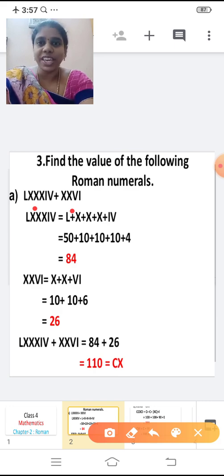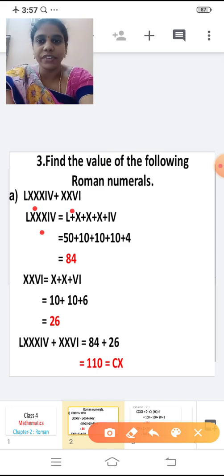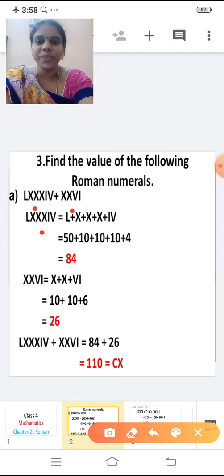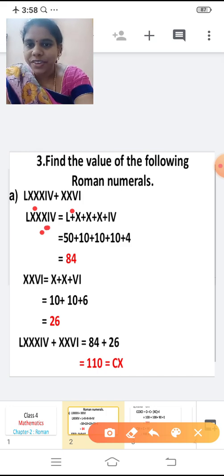So first, what do we have to do? We have to find the value in Indo-Arabic numbers. Take the first one, LXXXIV. Shall we see the value in Indo-Arabic number? Can we change it? Yes. Now add all these things: L plus X plus X plus X plus IV.